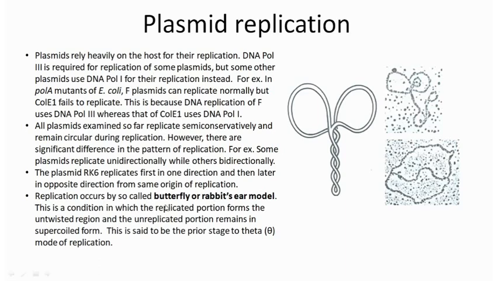Replication occurs by the so-called butterfly or rabbit's ear model. This type of structure is formed in which the replicated region forms a butterfly or rabbit-ear-like structure, and the non-replicated region forms a supercoil. It remains in a supercoil structure, which later, when the replication fork proceeds, gradually takes the shape of a theta model. So the theta model is the way the plasmid actually replicates, and this is an intermediate structure that is formed, called the rabbit's ear or butterfly model.